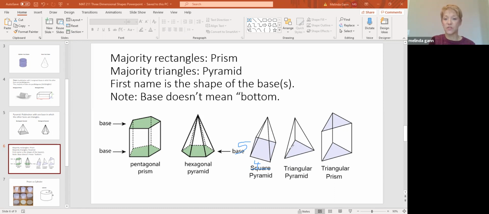Okay. Now look at this one. They're all triangles. So if they're mostly triangles, you write down pyramid. So there's not a face that's anything except triangles. So when it's all triangles, it's got to be a triangular pyramid.